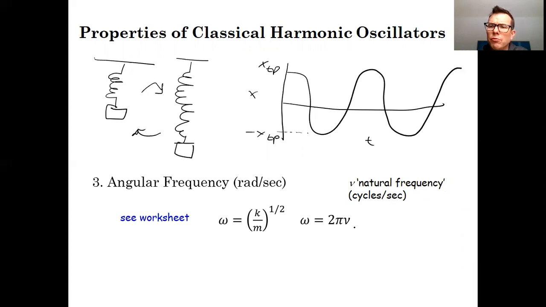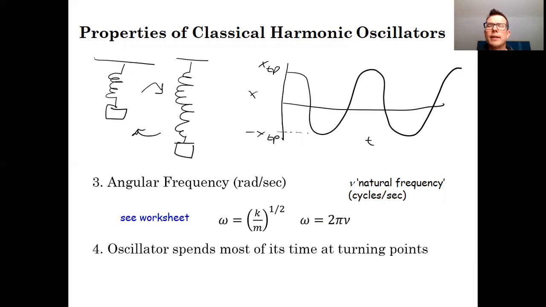When you think about frequencies, what you might often think about is nu. This is often called a natural frequency. This is cycles per second. And you can relate these two simply by multiplying by the number of radians in a circle: omega, the angular frequency, is 2 pi times nu, the natural frequency. Because the oscillator holds still for that one little moment at the turning points, and it's moving very quickly in the middle, it turns out that the oscillator spends most of its time at the turning points. That's where it hangs out most frequently.